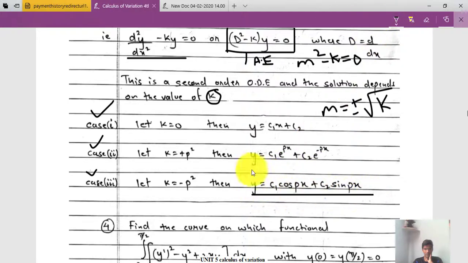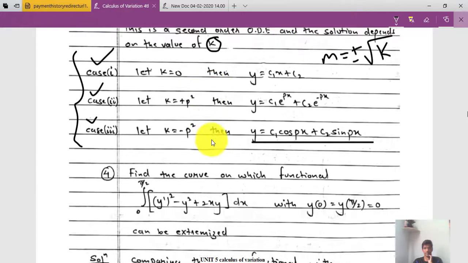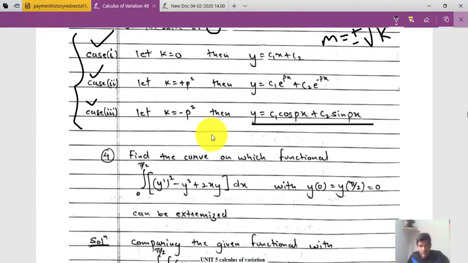Getting? Yes, so it depends upon the value of k. Now find the curve. Let me have the next question, and this time certain conditions are given.